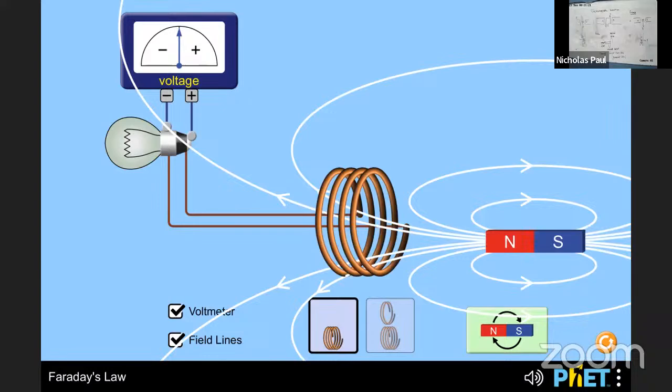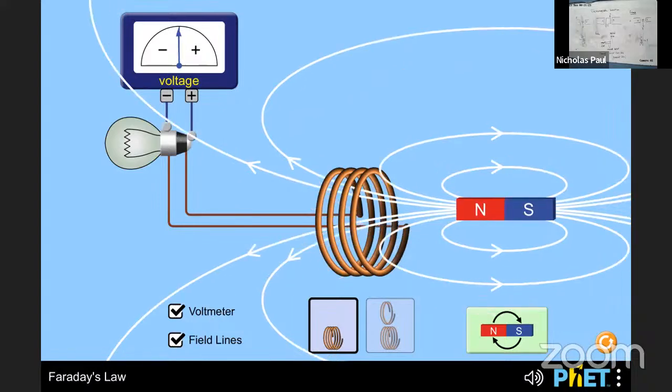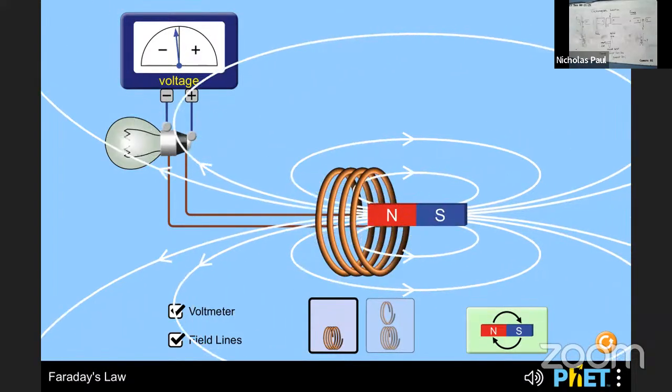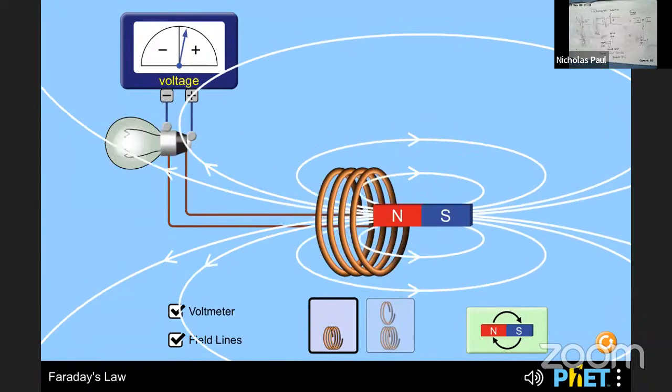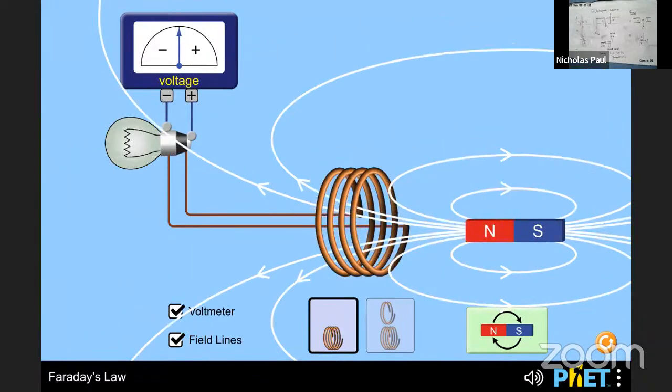Last thing. I want you to notice when it's going inwards, the voltage is negative, right? And when it's coming out, it's positive. Right? And I will explain this law in a little more depth next week. It's called Lenz's law. Actually, I can do it now. So Lenz's law basically says that the direction of the induced EMF always opposes motion. I'll explain that more in depth next week.